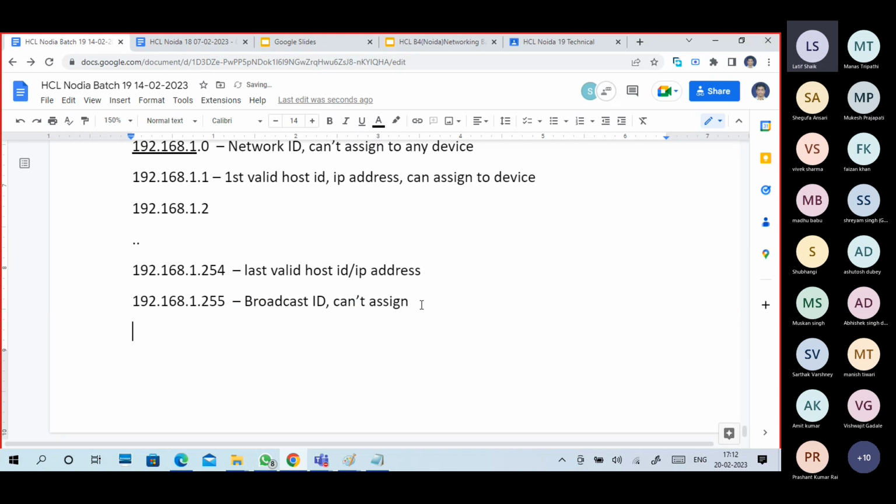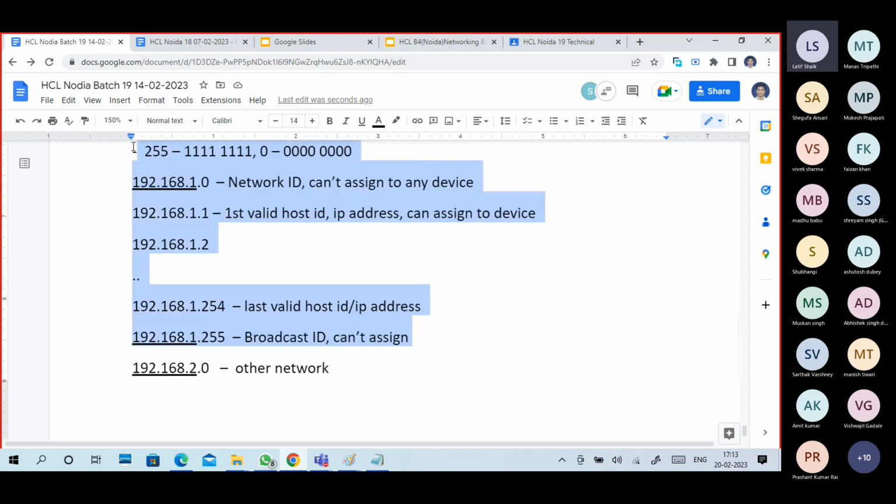Okay. If you continue to 4.0, see this entire network is changed. Up to here, same network. Now it is another network. It is not our network, right? This is my network size.